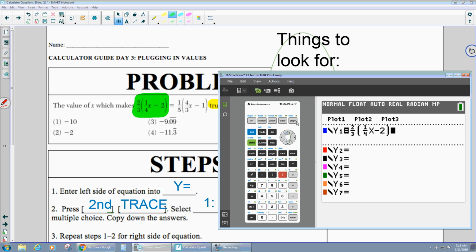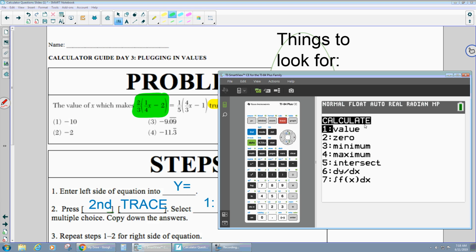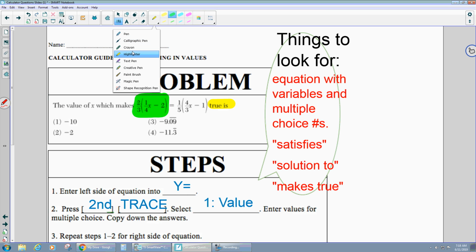Okay, again, we're going to go to graph. And just like before, I want to plug in these values. So second trace, value, when x is negative 10, I get that y is negative 3. I need to write these numbers down. So write it in green just to match what I've highlighted. So negative 3, negative 3. And that was my left side, equals.